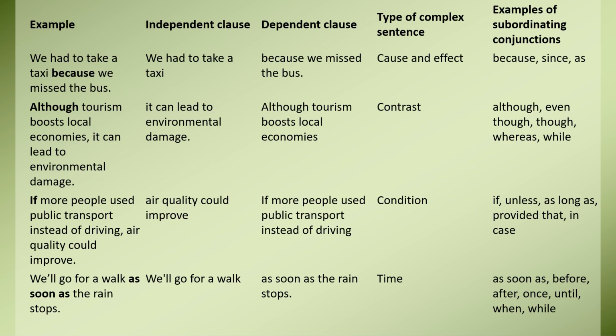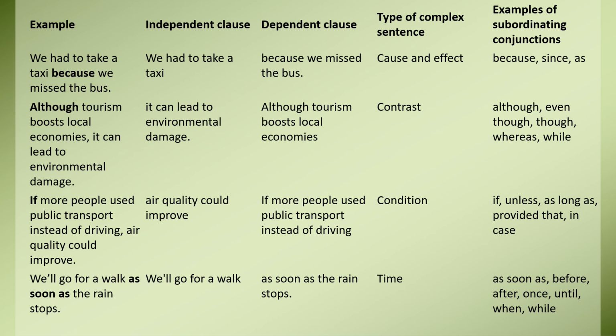For example, we had to take a taxi because we missed the bus. So, we had to take a taxi is an independent clause. Because we missed the bus is a dependent clause. So this complex sentence, we can call it cause and effect. Examples of linking words for cause and effect sentences: because, since, as.